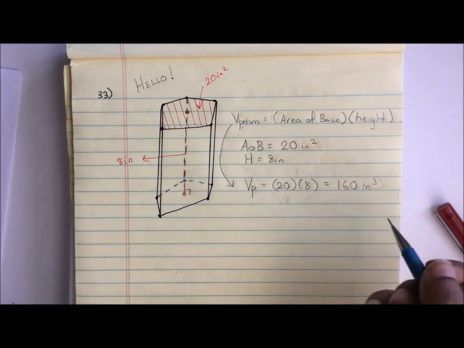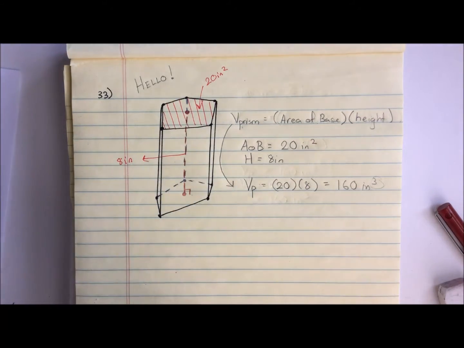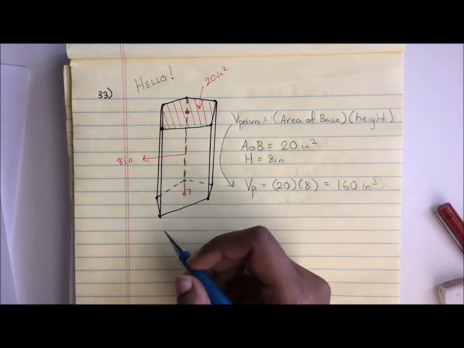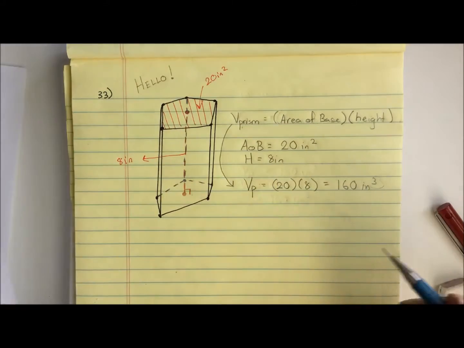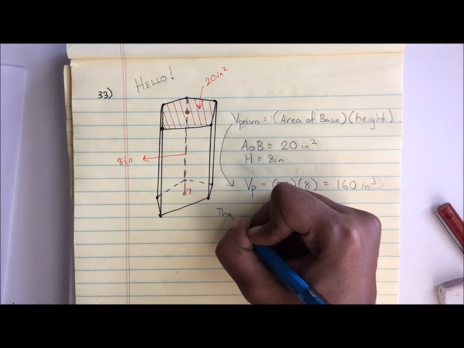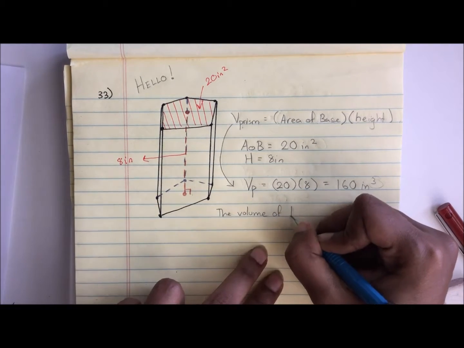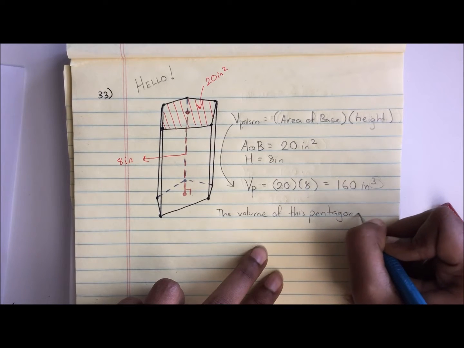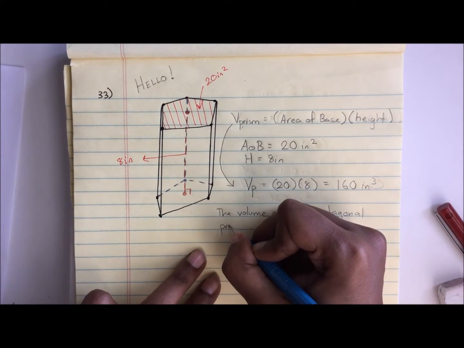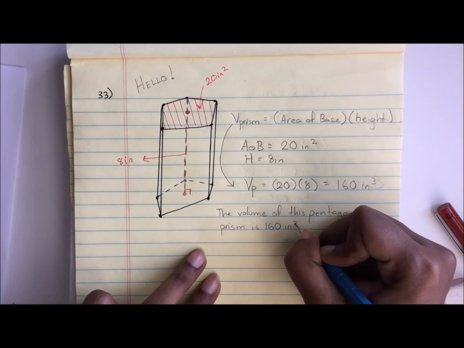And this is Regents, so I always emphasize to write your answer as a sentence. It doesn't have to be super long, just something short and simple. So what was the final thing? Determine and state the volume of the prism. The volume of this pentagonal prism is 160 inches cubed.